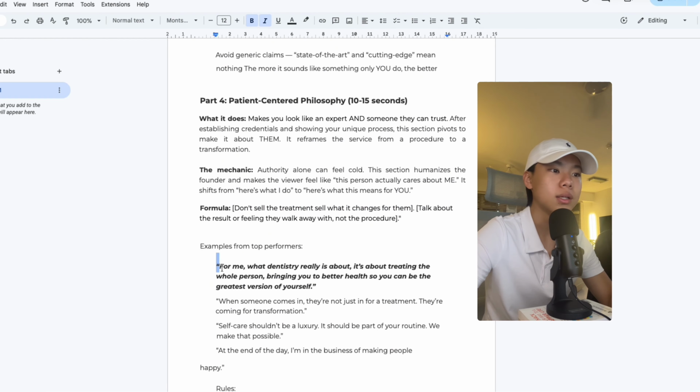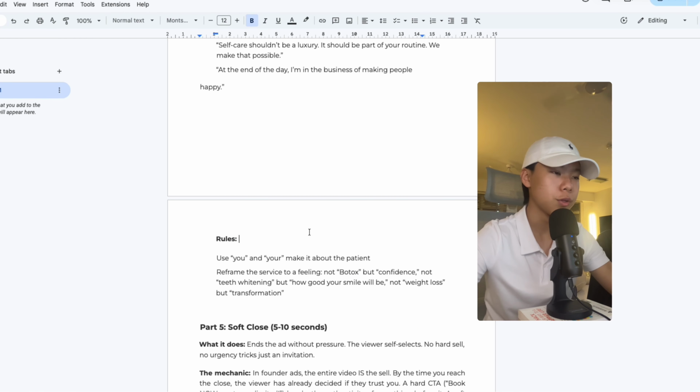For me, what dentistry really is about is treating the whole person. Okay? Talking about the result or a feeling that they walk away with. Bringing you to better health so you can be a greater version of yourself. Okay, so here are some rules for you to follow for part 4.